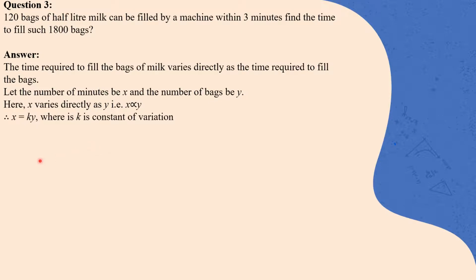Now when x is 3, y is 120. Substitute the values of x and y in your equation of variation and find out the value of k. So we get 3 is equal to k into 120. You divide both the sides by 120, you'll get k is equal to 3 upon 120, which is 1 upon 40. So the equation of variation will be x is equal to 1 upon 40 y. x is equal to 1 upon 40 y.